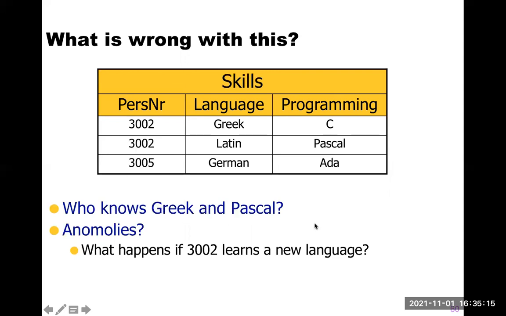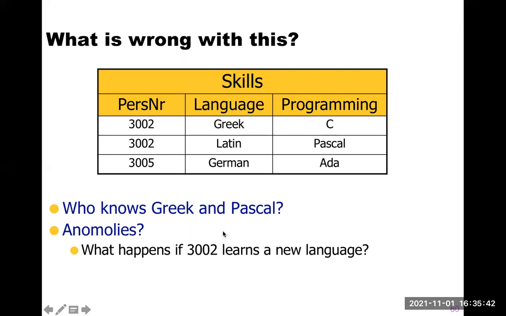So we built a team for a new project that will be created in the Pascal programming language, but with a Greek interface for Greeks, about Greek history, about something. So we need people who know both. Let's check. This person knows Greek and C. No. This person knows Latin and Pascal. No. But that's essentially the same person.